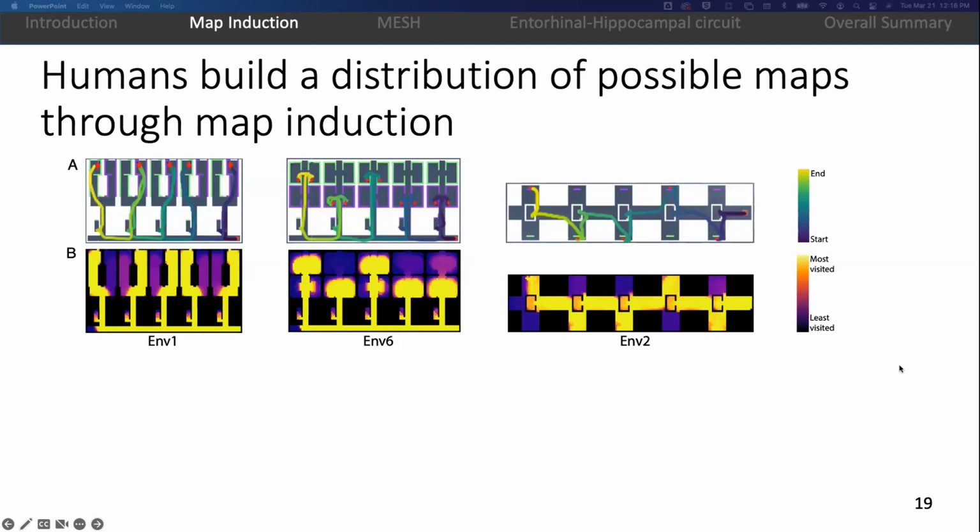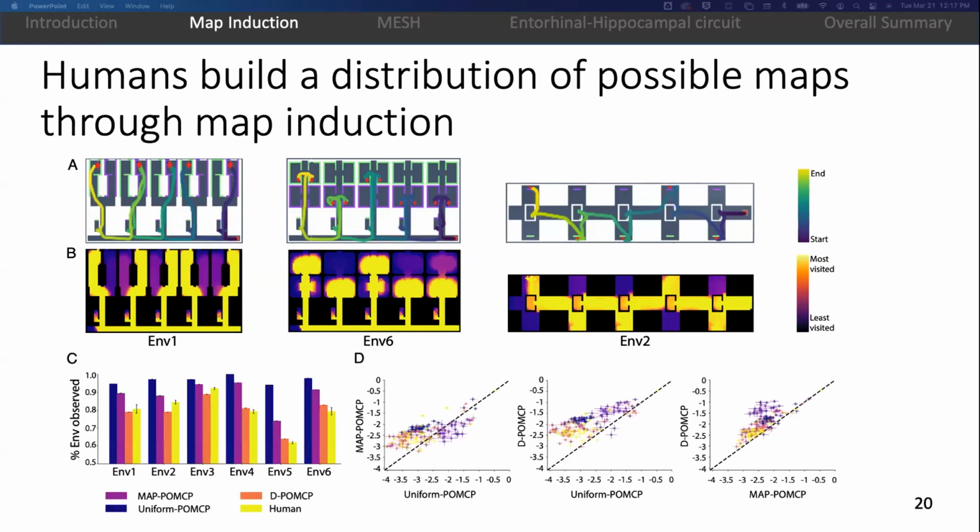Subsequently, we also find that humans build a distribution of possible maps through map induction. So here, the environments still have rewards embedded into them, but the distribution of rewards is stochastic based on a color cue that's embedded into these environments. And here we see that the distributional model is closest to humans in terms of the fraction of environment observed, as well as if we look at the log likelihood of the distributional model as compared to the maximum a posteriori model, we see that the distributional model is more likely conditioned on human data.